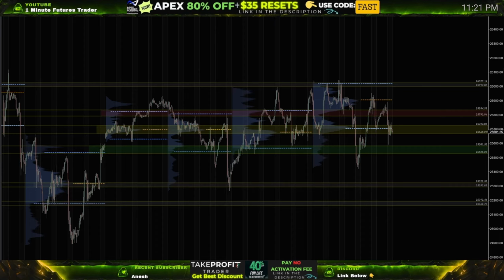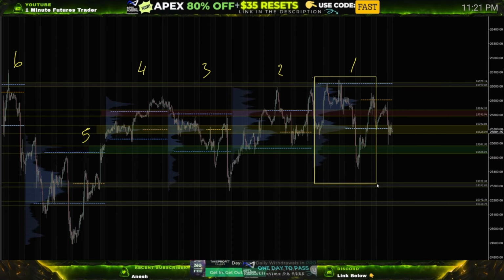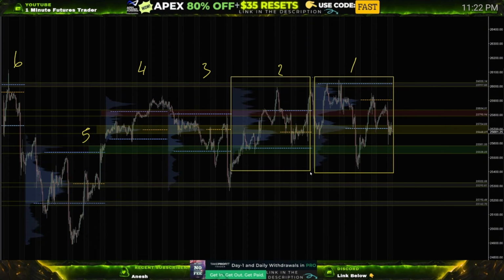So this is the hourly chart. Here is the first week. This is the second week, third week. This is the fourth, this is the fifth, and this is the sixth. So each volume profile is one week. So here is another week. This is the third week, fourth week, etc.